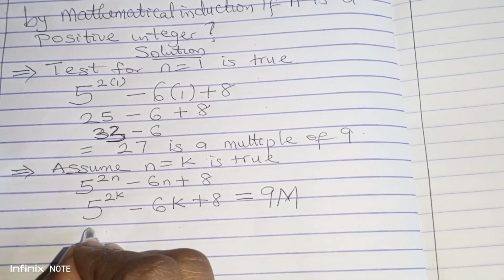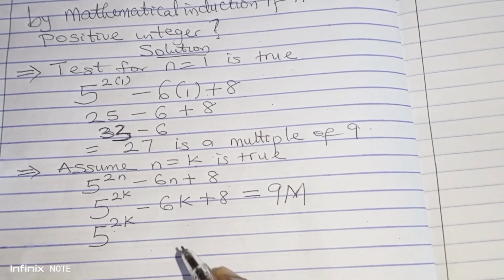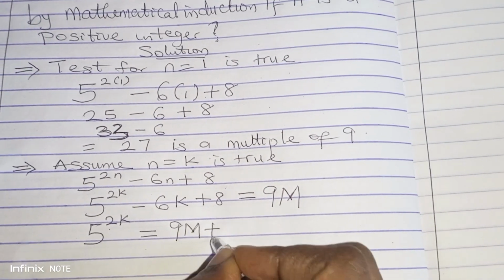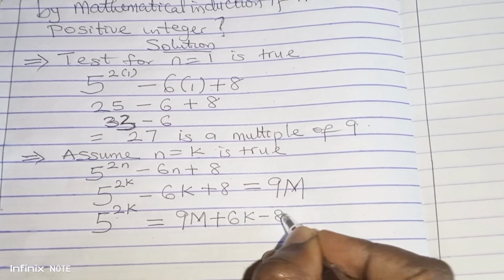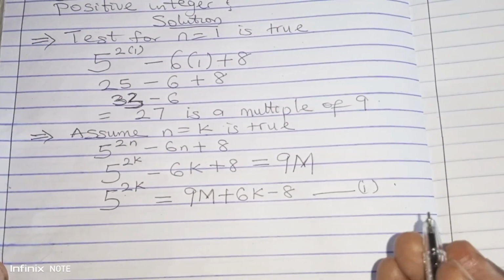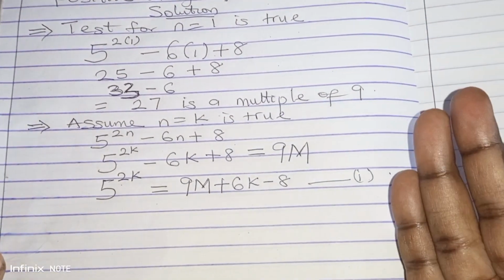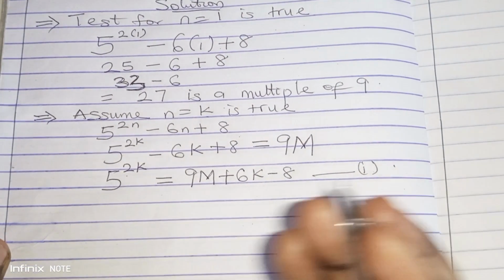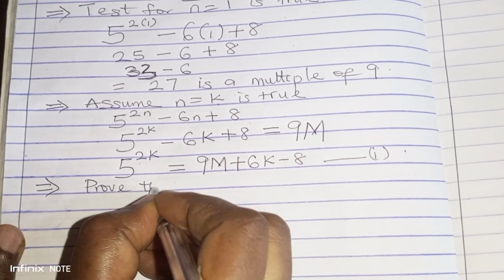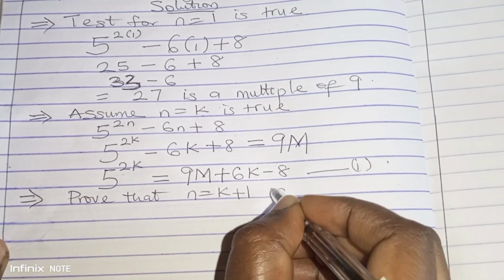Now from here, you can now say that let's make 5 raised to power 2k the subject of the formula. So it will be equal to 9m plus 6k then minus 8. So let's call this one equation 1. So after assumption, we can now prove. We want to prove that the next number after k, is it going to be true as well? So prove that n is equal to k plus 1 is true.